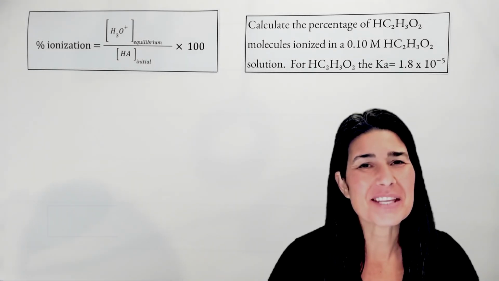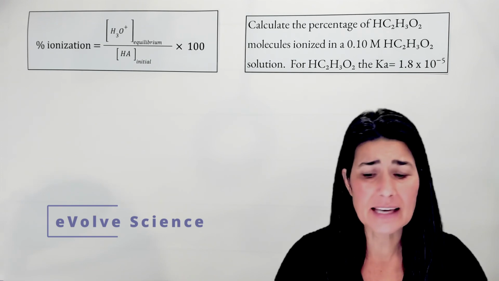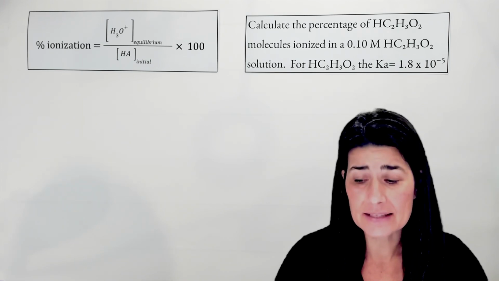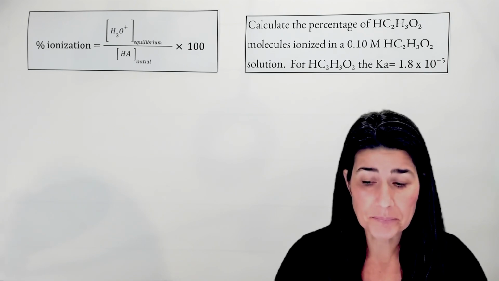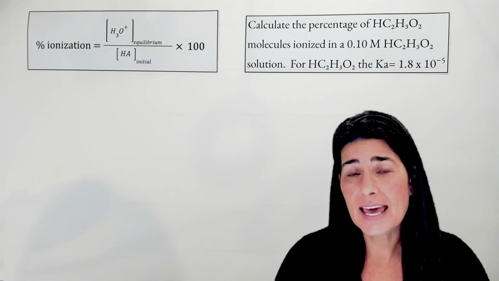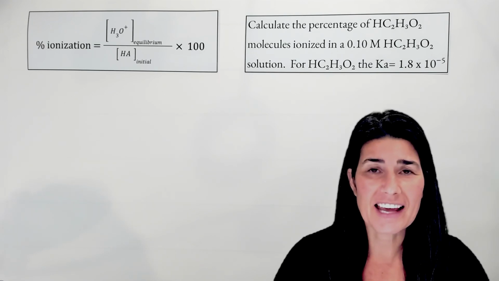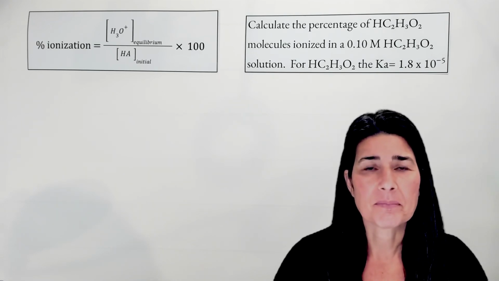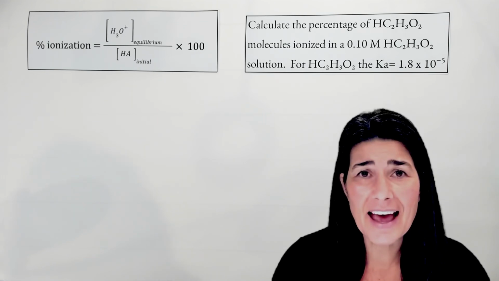Okay, let's try this problem. Calculate the percentage of acetic acid molecules ionized in a 0.1 molar acetic acid solution. For acetic acid, the Ka, or acid dissociation constant, is 1.8 times 10 to the minus 5. Okay, we have a Ka. This is an acid. It's a weak acid.